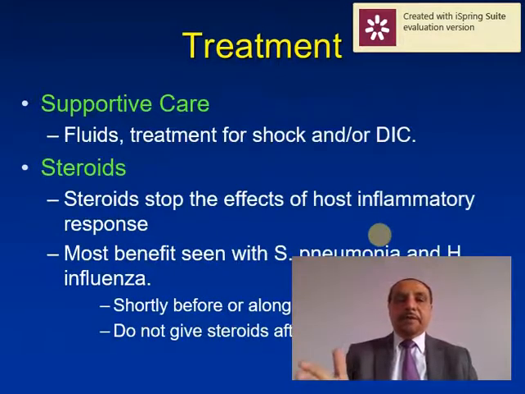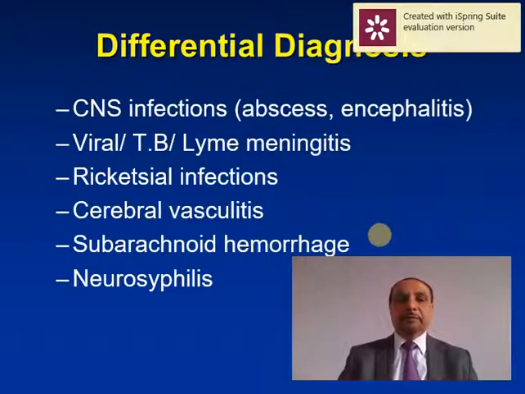During the treatment, we give supportive care: fluids, treat shock, or DIC if present. Steroid is very important in bacterial meningitis. Steroids will stop the effect of the host inflammatory response caused by fragmentation of the bacteria and their toxins. Most benefit is seen with Streptococcus pneumoniae and Haemophilus influenzae. You have to give the steroid shortly before or along with the antibiotic. Don't give it after the antibiotic treatment; it is better given with or before the antibiotic.